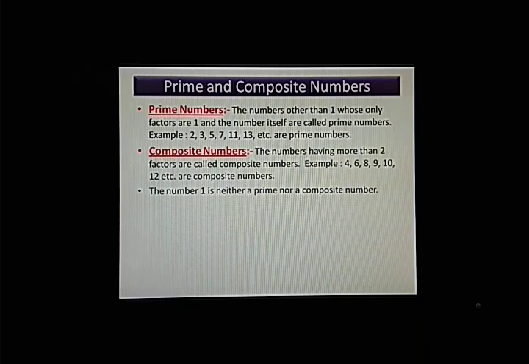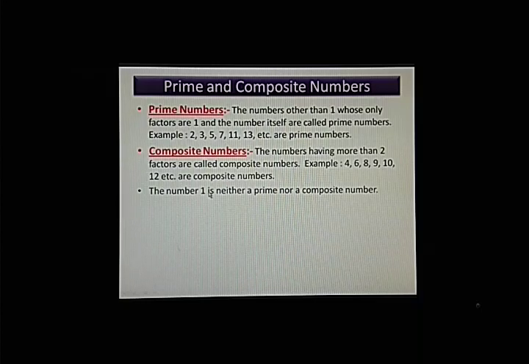Now the number 1 is neither prime nor composite. Why is it neither prime nor composite? Because it doesn't fall into these definitions. If you see carefully, 1 has a factor 1, and 1 is also the factor itself. But according to the definition of prime numbers, it should have two factors. But the only factor of 1 is 1.